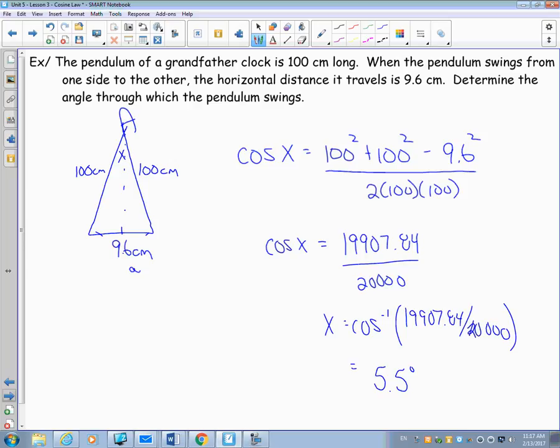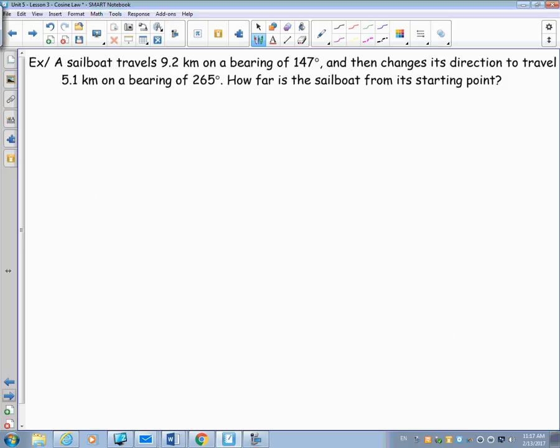Okay, last one. A sailboat traveled 9.2 kilometers on a bearing of 147. So we're talking about bearings here. You might remember from bearings in grade 10 that we have two ways of measuring bearings: north, east, south, and west, cardinal directions. So if we came across something like north 30 east, we know we start north and go 30 towards the east. That would give me a bearing.